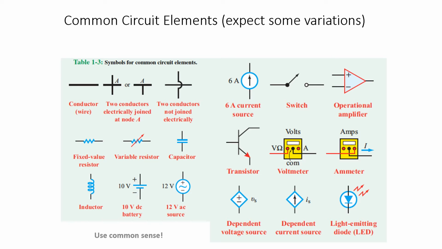We have a voltmeter. A voltmeter, I'll show you how to use those in lab. Those measure, obviously, volts in a circuit. We have an ammeter, which measures the amps or current in a circuit. A dependent voltage source and a dependent current source. Both of those essentially are saying that something in the circuit changes the way that they output, changes the way that they put in voltage, or changes the way they put in current.